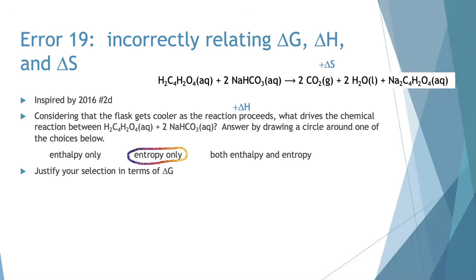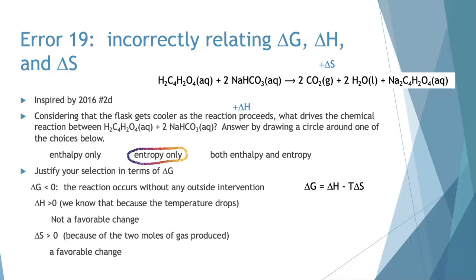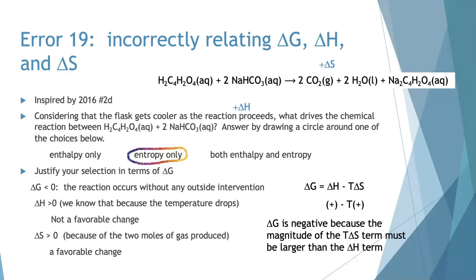I want to justify this in terms of delta G. Well, when I mix these two things together, the reaction occurs. So that tells me that delta G is negative. Because the temperature drops, we know that delta H is positive. That's not favorable. Because of the 2 moles of gas produced, we know that the entropy change is greater than 0. That is a favorable change. So thinking about the Gibbs free energy equation, delta G equals delta H minus T delta S. I have a positive value for delta H, and I have to subtract that T delta S term. And we know that delta G is negative. It must be because the magnitude of the T delta S term is large enough that when I subtract it from my positive delta H term, I still get a negative number.